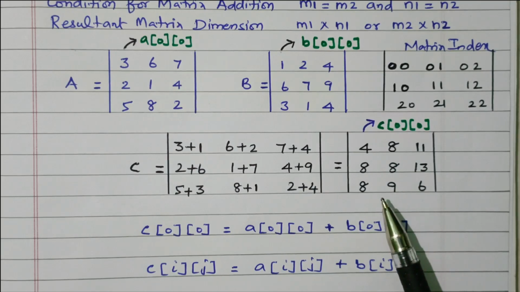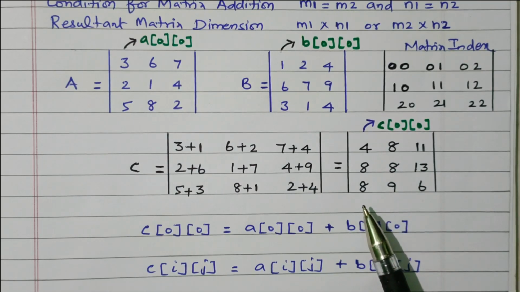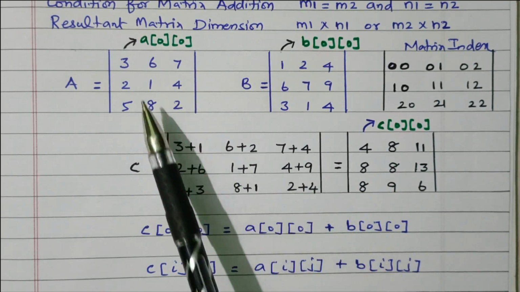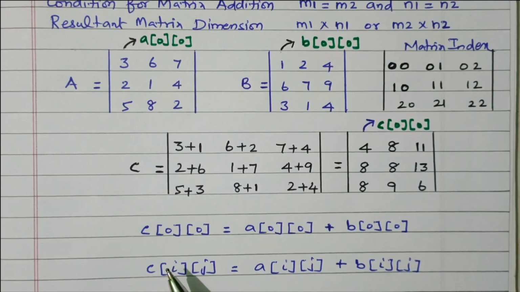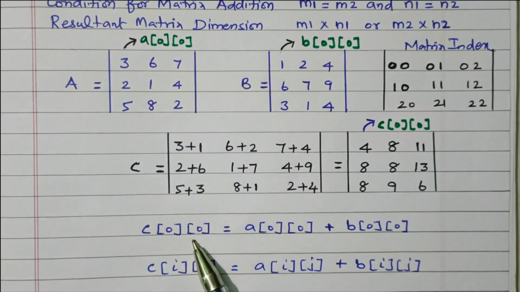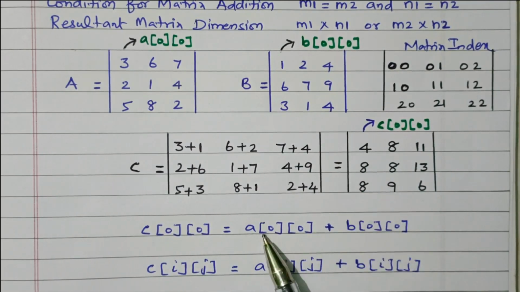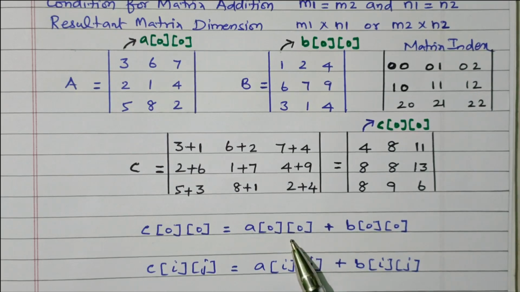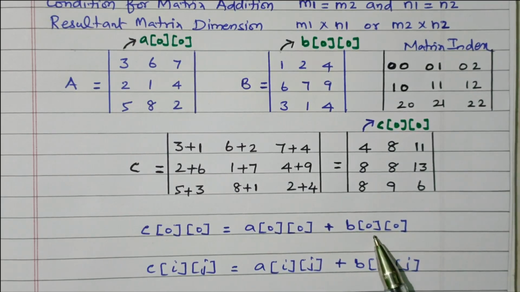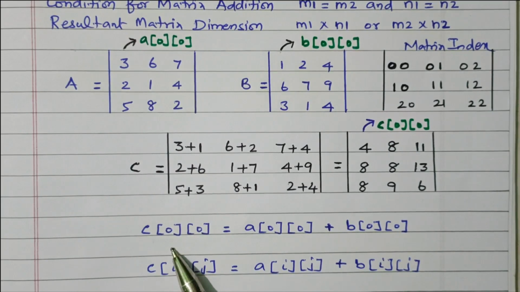So corresponding locations of the first matrix A and matrix B are added. Corresponding elements are added together, right? So then what is the expression? We need to give the general expression. C of 0, 0 is nothing but the first element, A of 0, 0 plus B of 0, 0. A of 0, 0 is added with B of 0, 0, that is nothing but C of 0, 0.